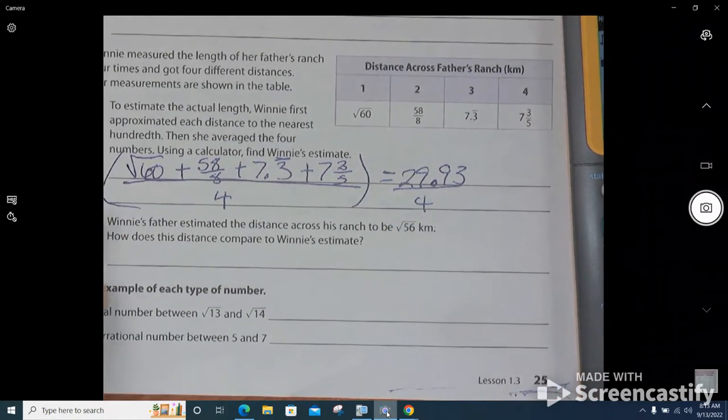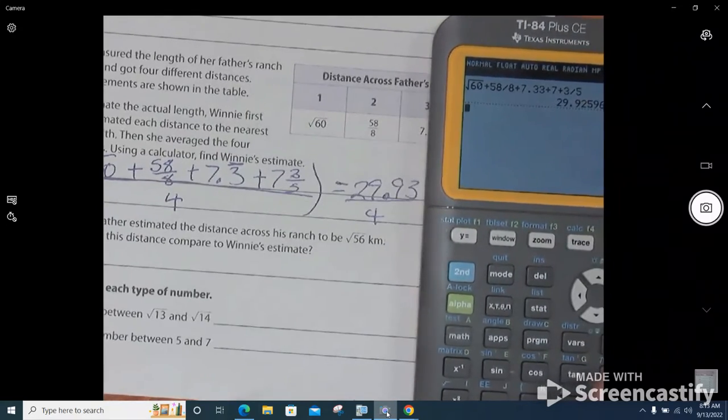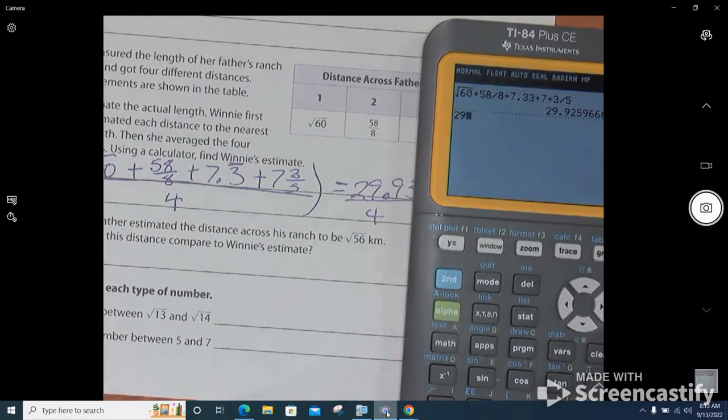Okay. So now on my next step on my calculator, I'm going to round it, and I'm going to say 29.93 divided by 4. So the average is about 7.48. So let me double check the back of the book. I think they had 7.49, and it could just be because we rounded. No, that was right. 7.48.